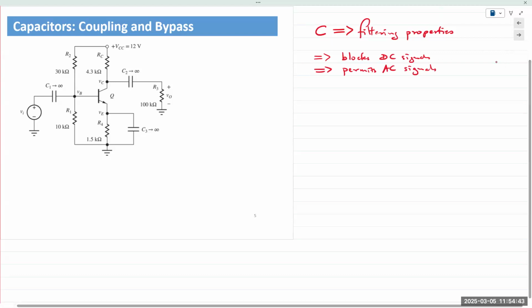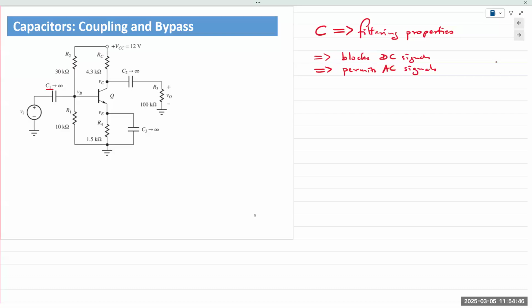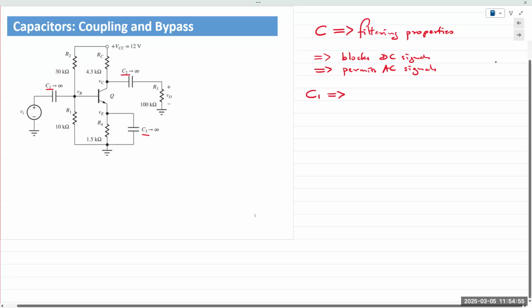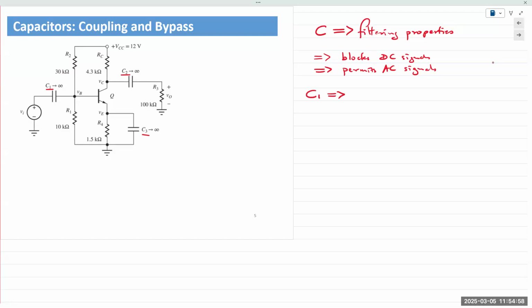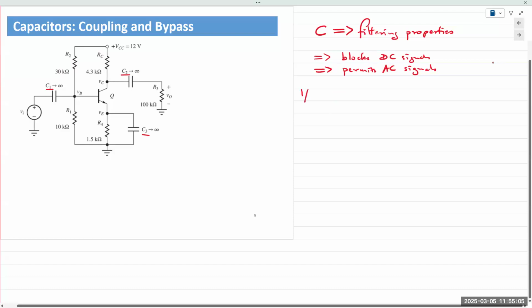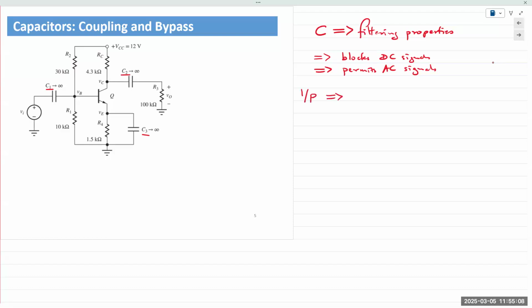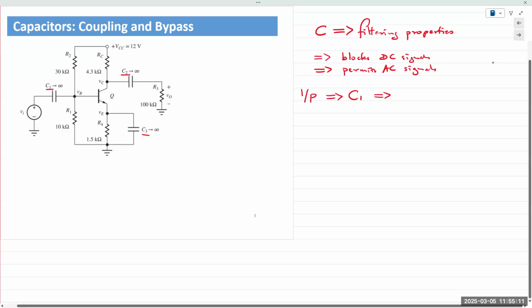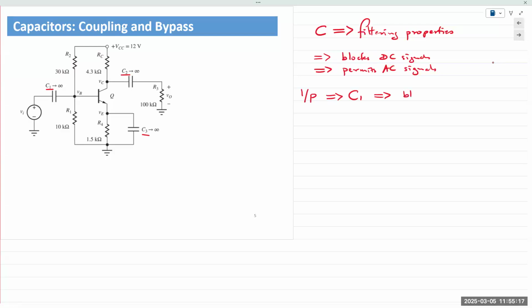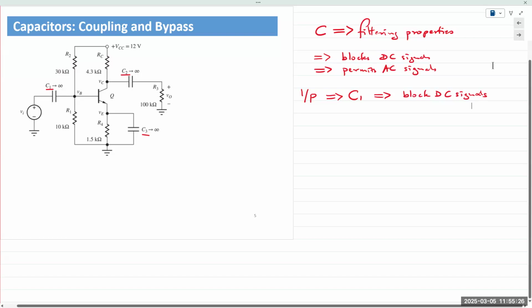So here we have multiple capacitors, C1, C2, and C3. C1 is used as a coupling capacitor on the input side. Okay. So let's do it this way. On the input side, C1 is going to block DC signals, or behaves like an open circuit for DC signals.